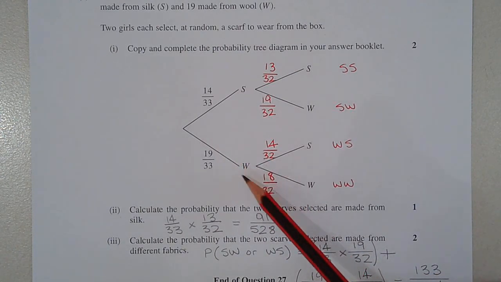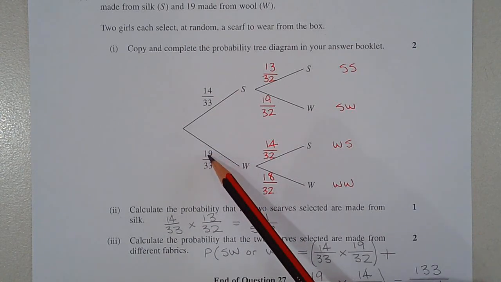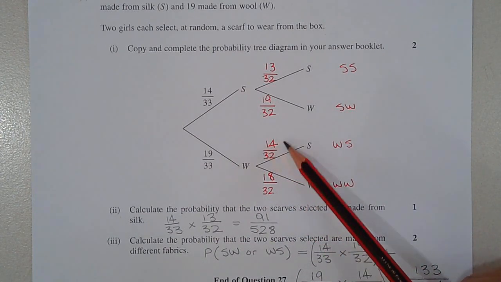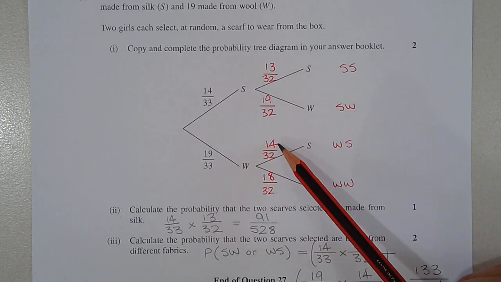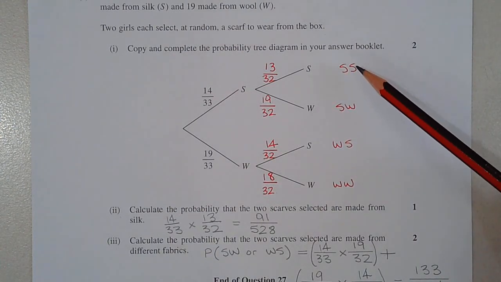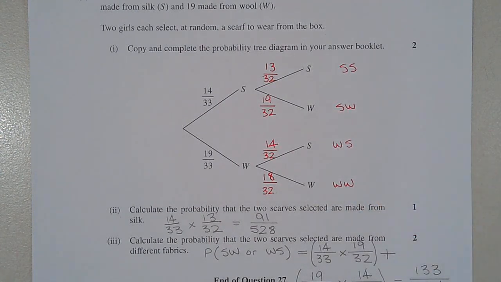If a wool scarf was chosen first, that'll deplete the number of wool scarves by 1. So if we're starting off with 19 wool scarves, a wool scarf is chosen, we're left with 18. And there's 14 silk scarves left to choose from as well because the wool was chosen first, so there's still 14 silk scarves remaining. I've also listed the 4 outcomes. So at the end of this multi-stage experiment, we've got silk, silk, silk, wool, wool, silk, and wool, wool as our 4 outcomes.